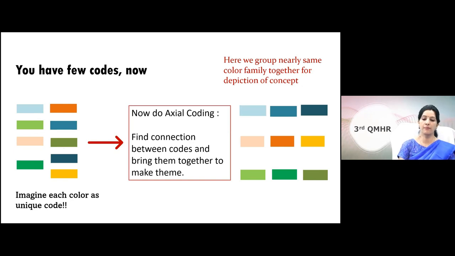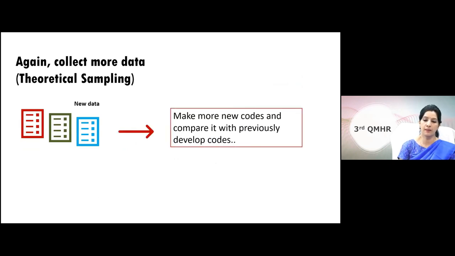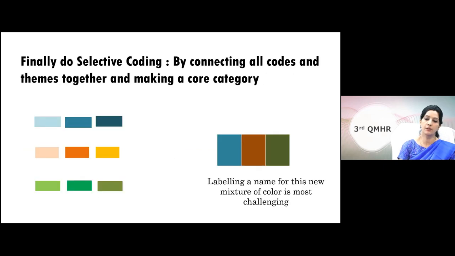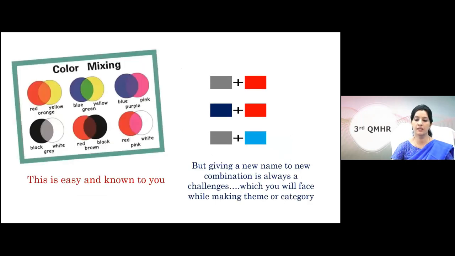And now I'm trying to establish connections between the codes to bring them together. Then again I did more sampling, a few more codes came up, and I will continue till saturation is reached. Then I will do selective coding, and by connecting all codes and themes together, I have made a core category. I have taken this as the predominant one, and then I may give a name to this new mixture of color. Selecting a name is the most challenging part, because you have taken the predominant category from the three and made connections between them, and now you have to name it. So basically this is known as selective coding.